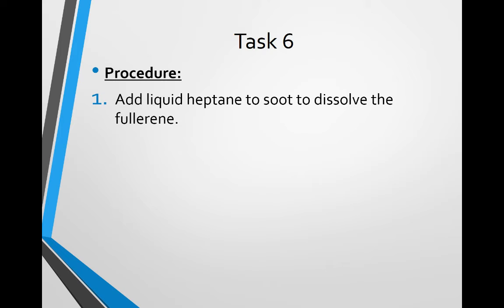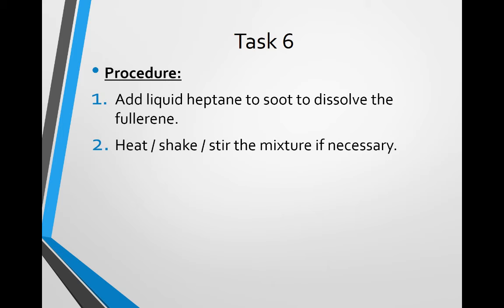First, we should add the liquid heptene to the soot, which contains your fullerene. We do this to dissolve the fullerene and to ensure that it can be separated later on. The second thing would be to heat, or you can shake or stir the mixture. Stirring the mixture, of course, is most commonly done. This is to ensure that all of the fullerene that is present can dissolve in your liquid heptene.